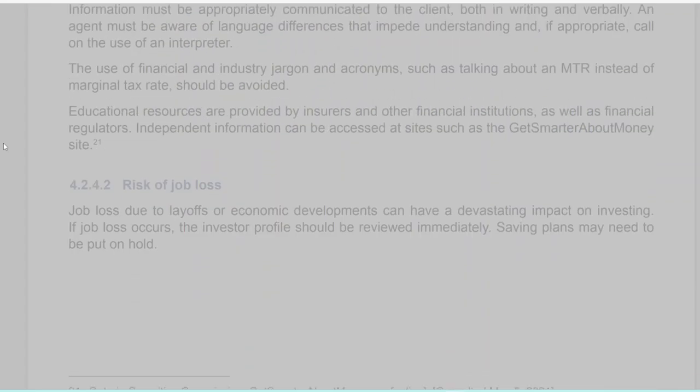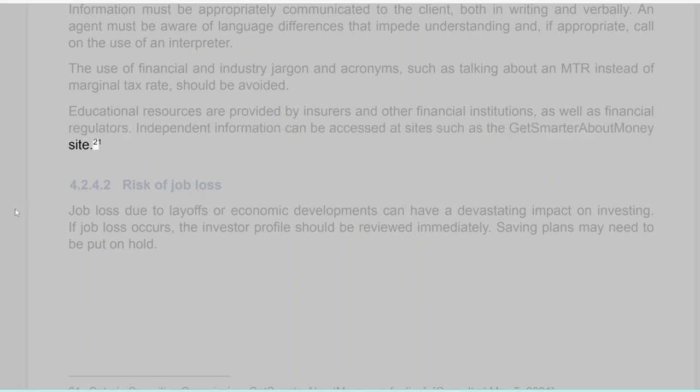Information must be appropriately communicated to the client, both in writing and verbally. An agent must be aware of language differences that impede understanding and, if appropriate, call on the use of an interpreter. The use of financial and industry jargon and acronyms, such as talking about an MTR instead of marginal tax rate, should be avoided. Educational resources are provided by insurers and other financial institutions, as well as financial regulators. Independent information can be accessed at sites such as the Get Smarter About Money site.